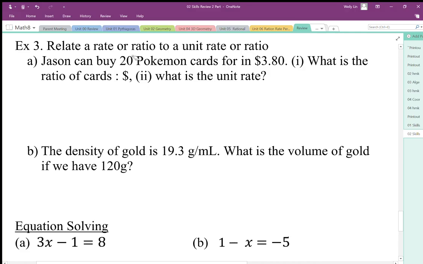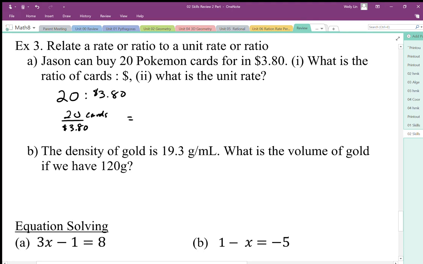So here it says that Jason can buy 20 Pokemon cards for $3.80. First of all, we just need to make sure that we know the direction of comparison. It says, what is the ratio of cards to dollars? So cards to dollars is going to be 20 cards to $3.80. And we can write this in fraction form, 20 cards compared to $3.80. To calculate the unit rate, we divide.